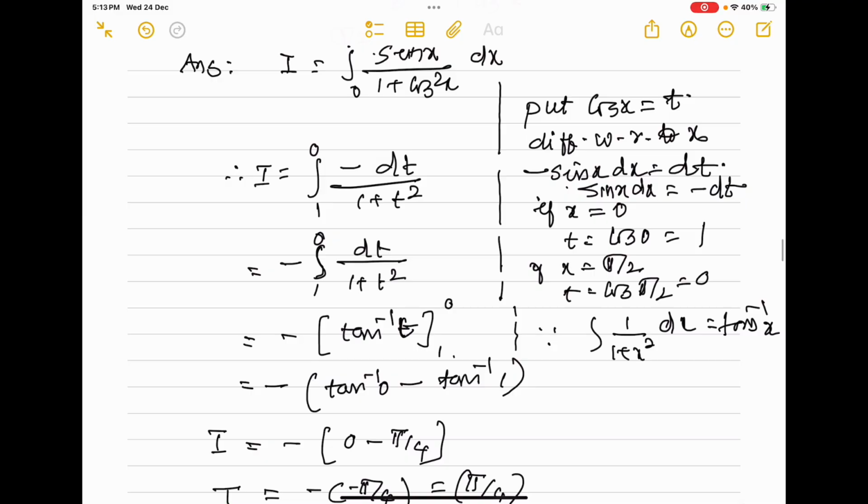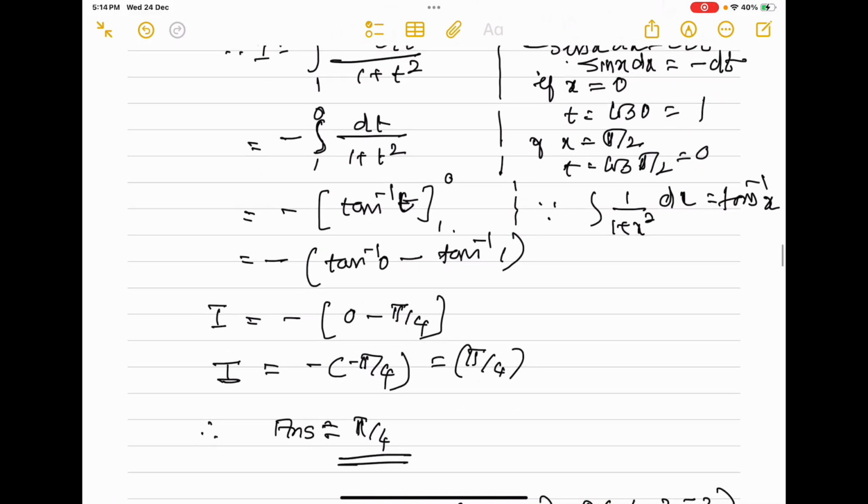That's equal to minus of the integral. The integral of 1 by 1 plus x square dx is tan inverse x. So, tan inverse t within the limit 1 to 0. That is minus of tan inverse 0 minus tan inverse 1. Therefore, I equal to minus of 0 minus pi by 4. That is I equal to minus of minus pi by 4, which is equal to pi by 4.